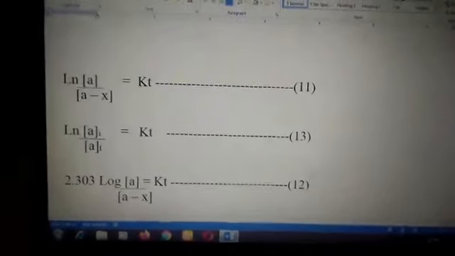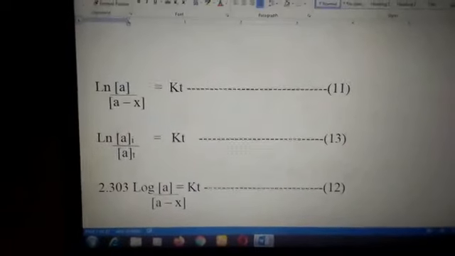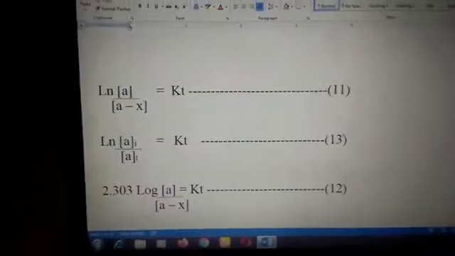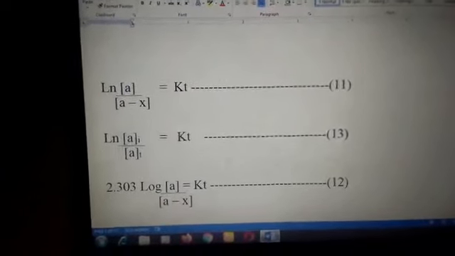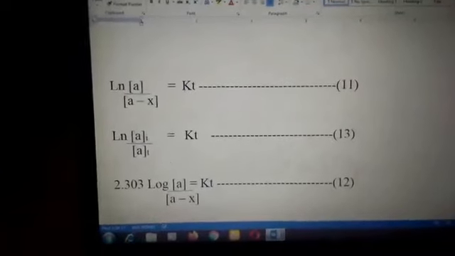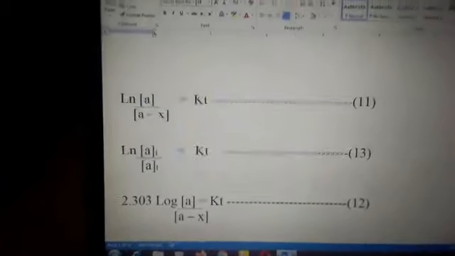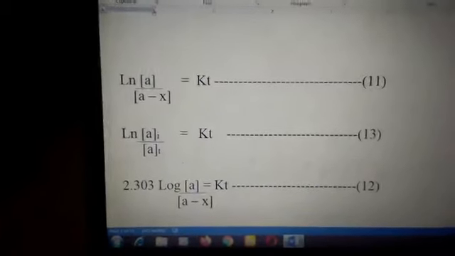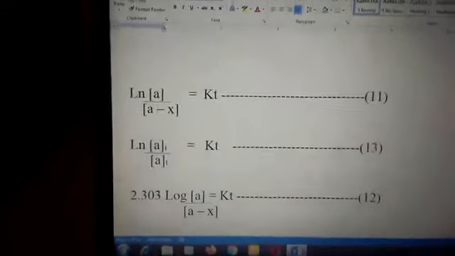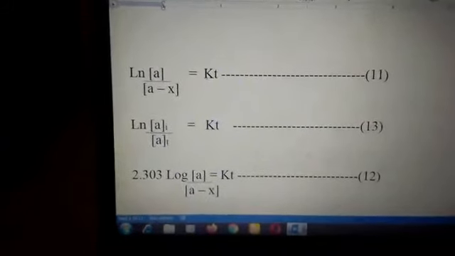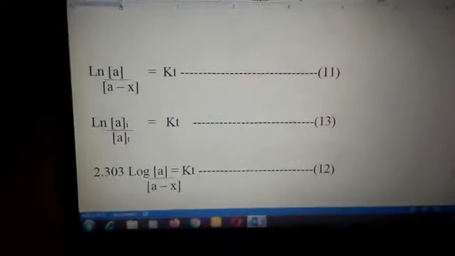Equation 11 says ln [a] over A minus S equal to kt, that is the initial concentration of A over A minus S. That now becomes ln [A]i, meaning initial concentration, replacing the small a on top with A subscript i, and replacing A minus S with [A]t. That's the only difference we are making here, equal to kt. That gives us equation 13.